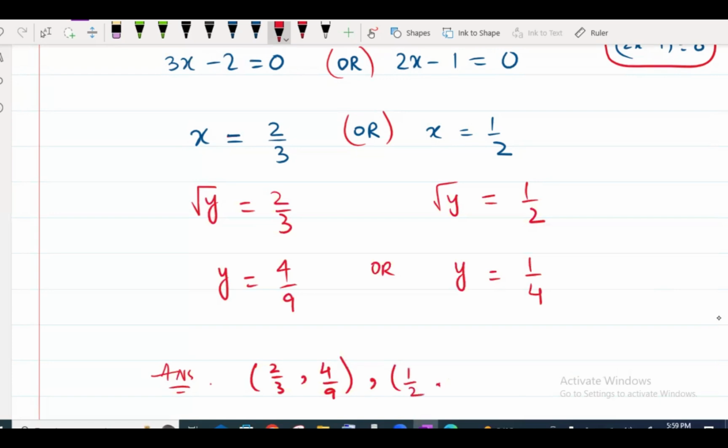And for 1 upon 2, y will be 1 upon 4. Final answer. Any confusion in this case?